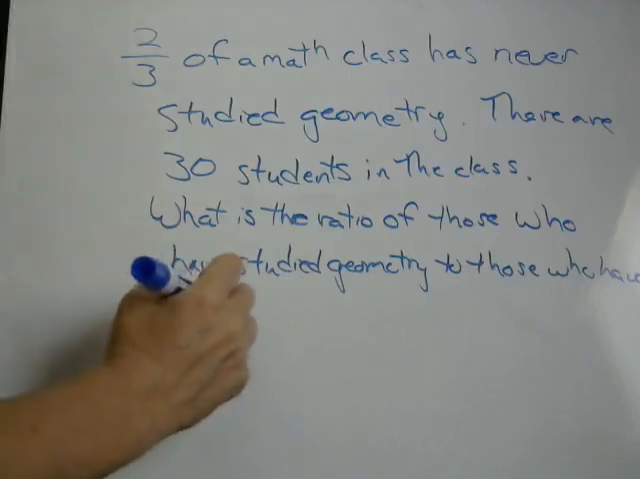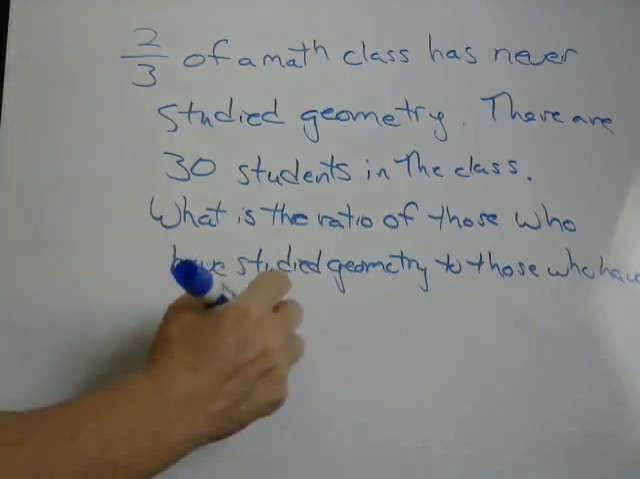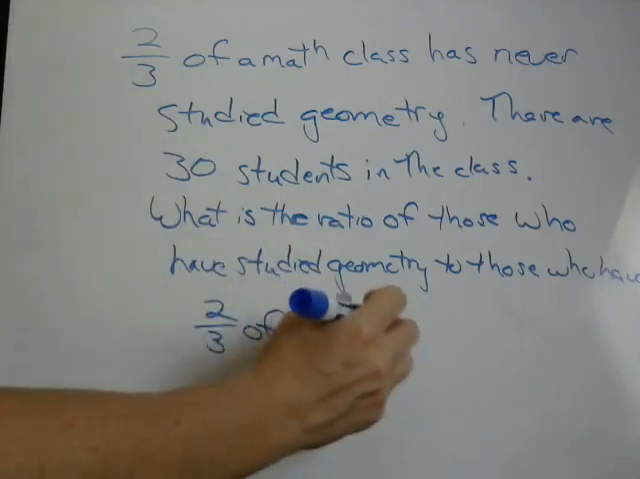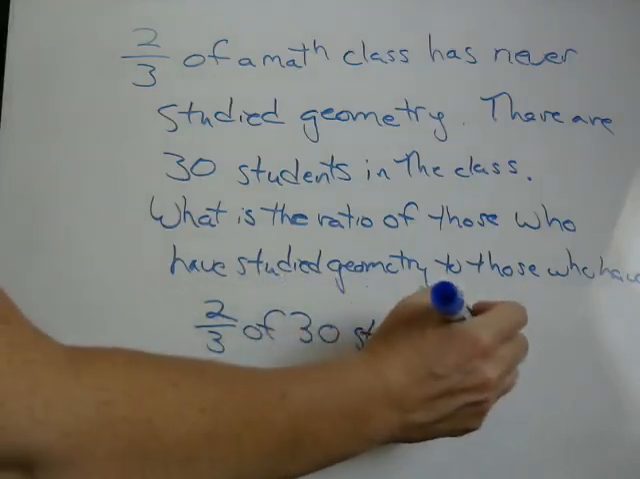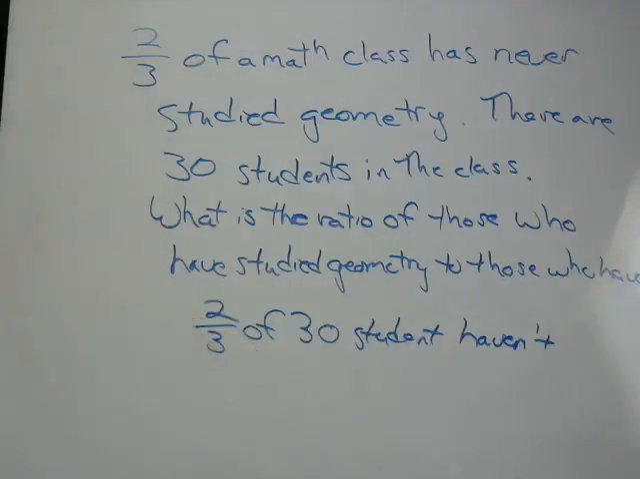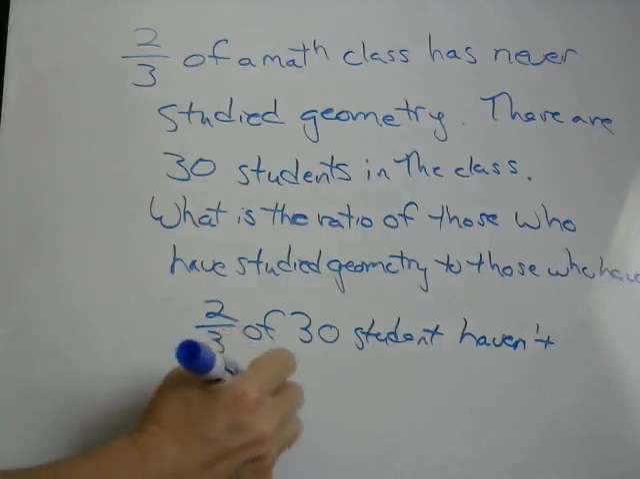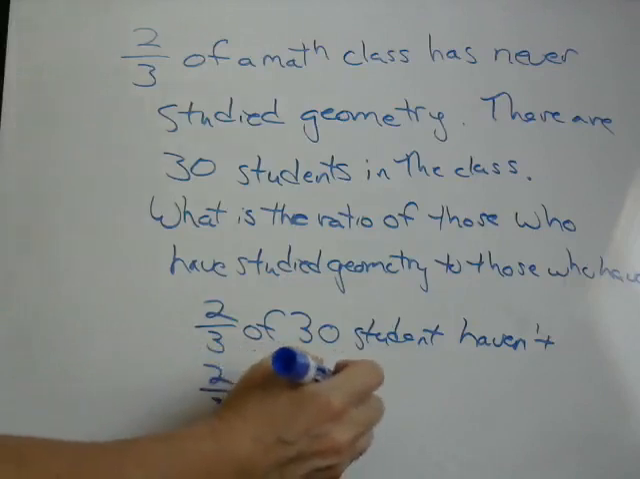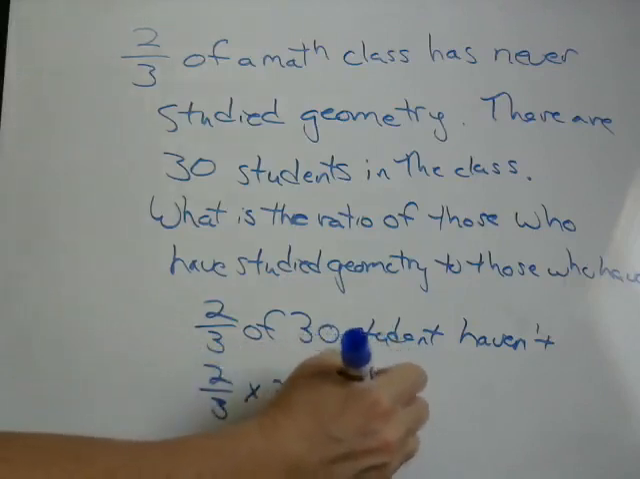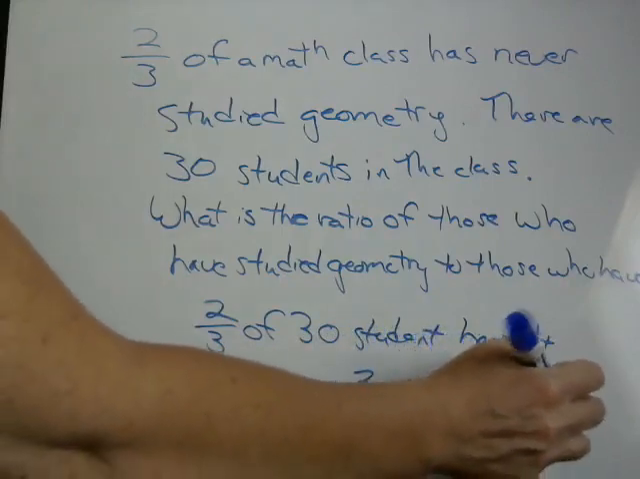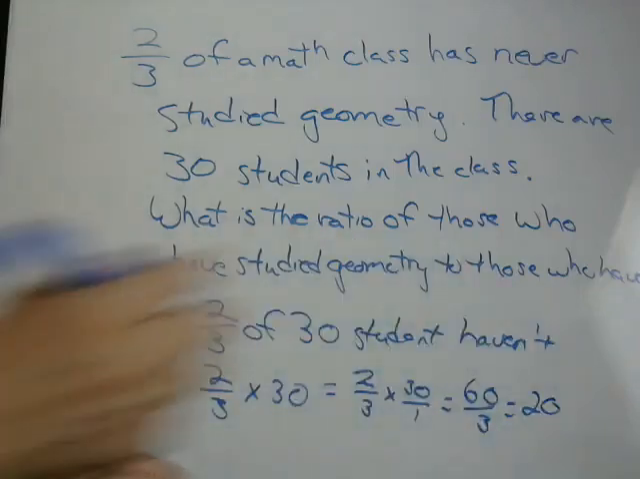So if we have 2/3 of the math class and there's 30 students, so we're looking at 2/3 of 30 students haven't. How many haven't? Well, remember, of means times. So it's 2/3 times 30. That's going to tell us how many students have not studied geometry. So if you don't know how to do this multiplication, you need to watch the video on Facebook about multiplying fractions. So the answer is 20. So 20 students haven't.